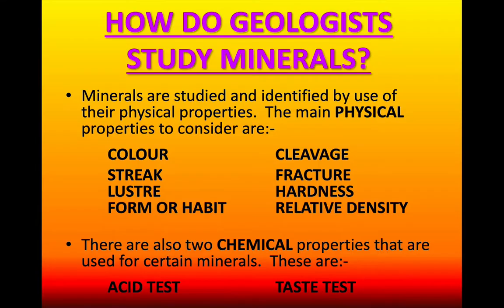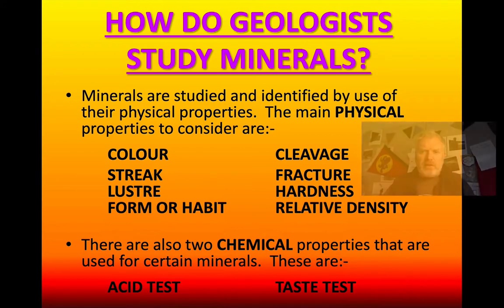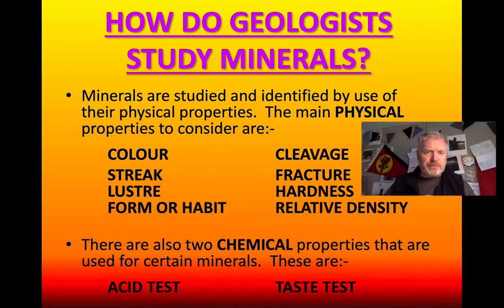What I want to do in this first lesson is look at how we use light, how light is reflected off these different minerals that can show us some key properties of them. These are the properties we need to look at in general. So we need to be able to recognize the colour, the streak, the lustre, the crystal form or habit, its cleavage, its fracture, its hardness, and relative density.